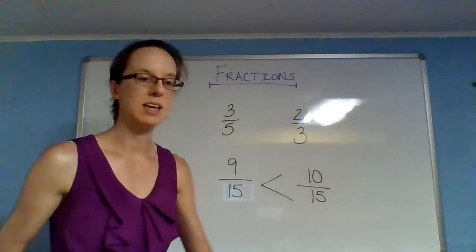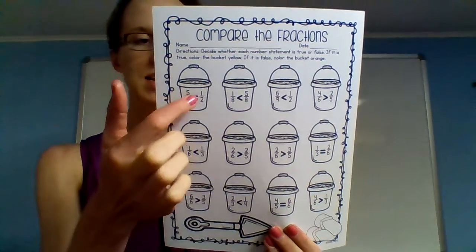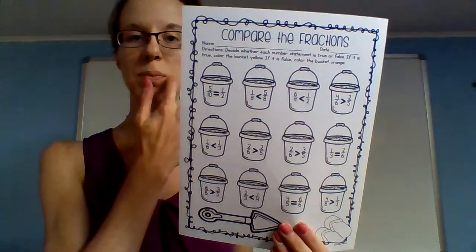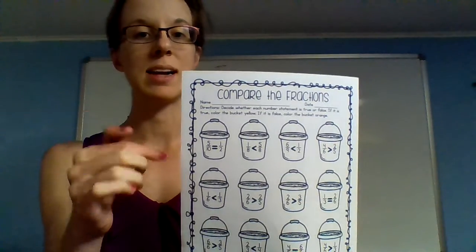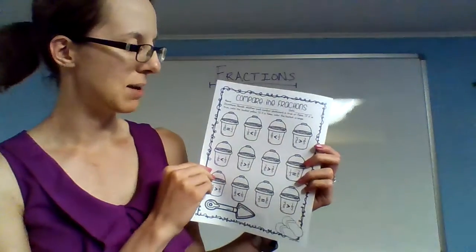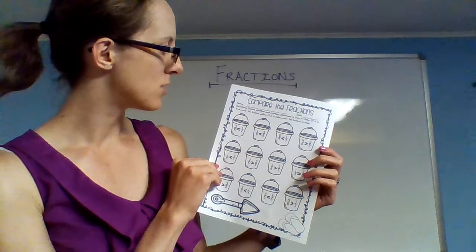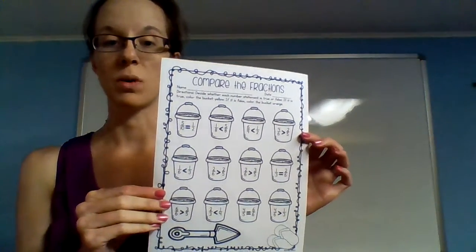In your packet today, you have a sheet that looks like this. It says comparing fractions, and it has statements like we were just making on the board with those greater than, less than, or equal to signs. What you need to decide is if they did it the correct way. So is the bucket correctly labeled with the right sign? If it is true, color the bucket yellow. If it is false, color the bucket orange.